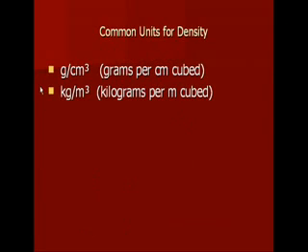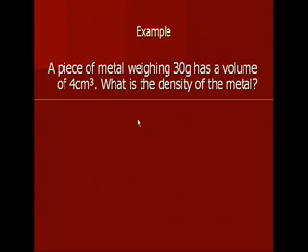So, what are the units for density? You've got grams per centimeter cubed. You've got kilograms per meter cubed. They're the common units of density that you would tend to use.